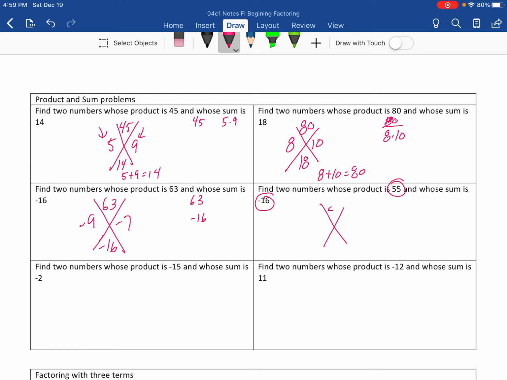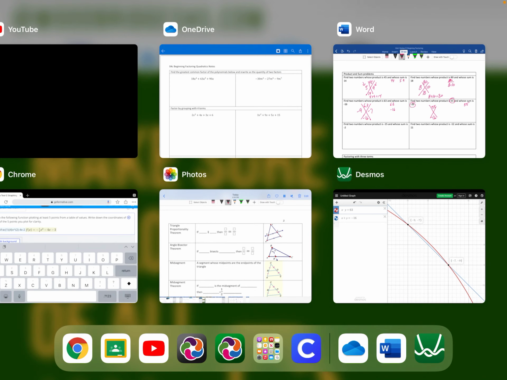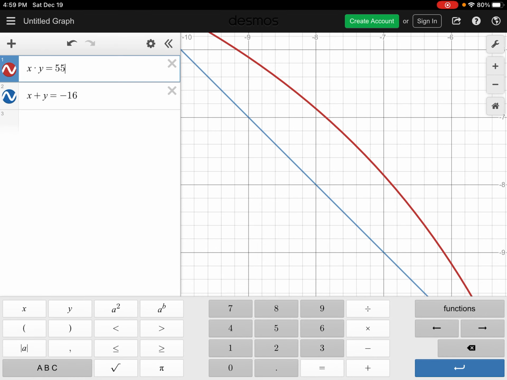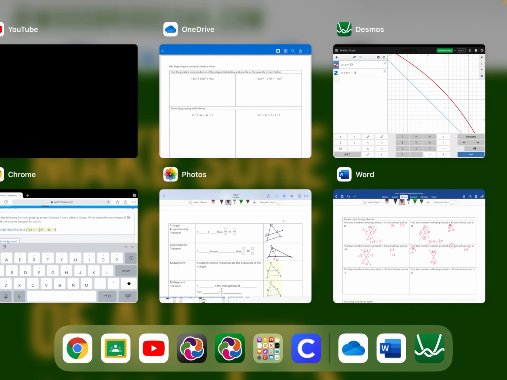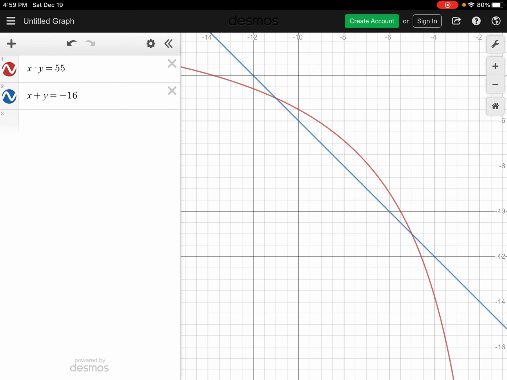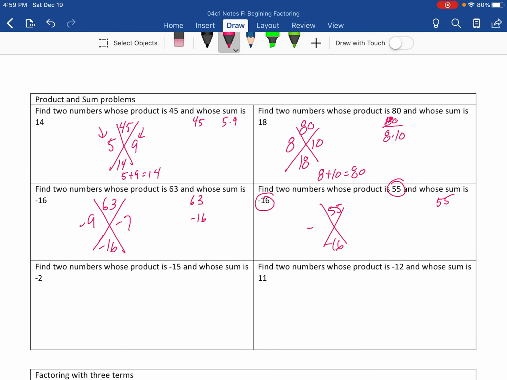Product is 63, sum is negative 16. And you can go through and find all the factors of 55, or you want to find two numbers that multiply to be 55, and add to be negative 16. And so you put x times y is 55, x plus y is negative 16, and you see that it gives you your answers. My numbers are going to be negative 11 and negative 5.